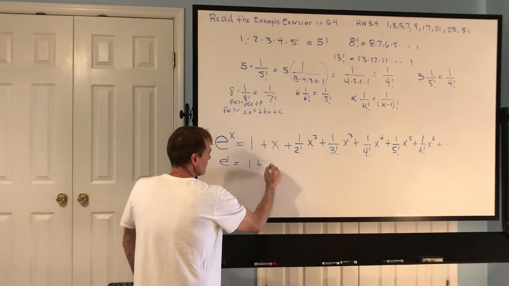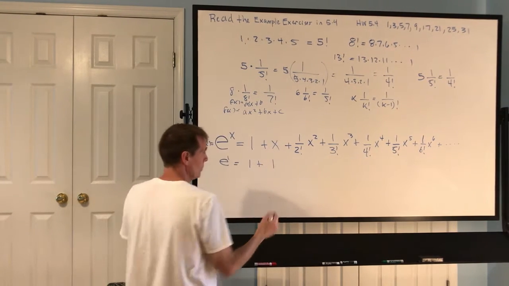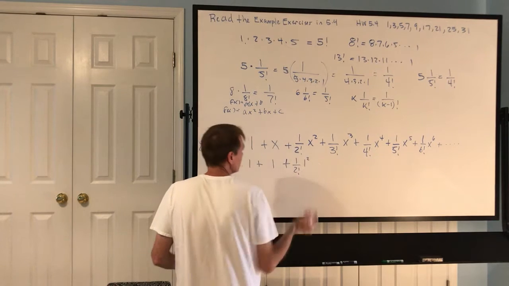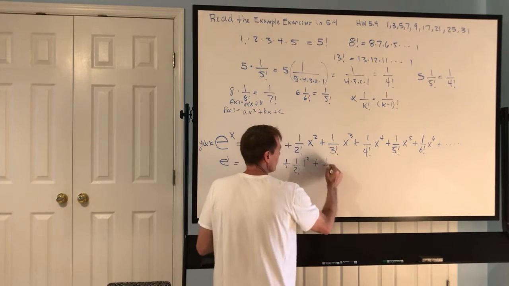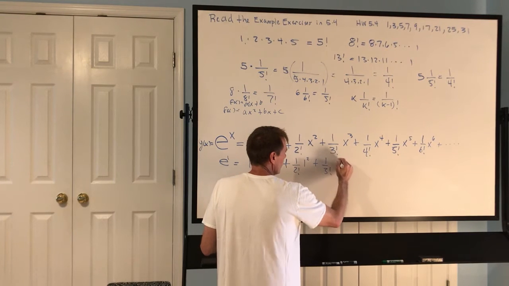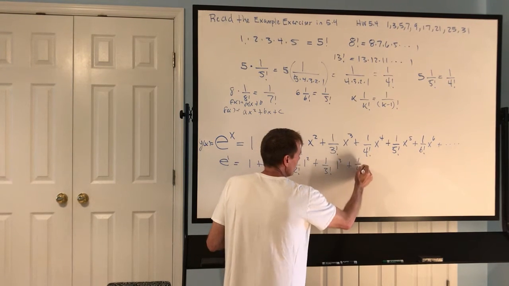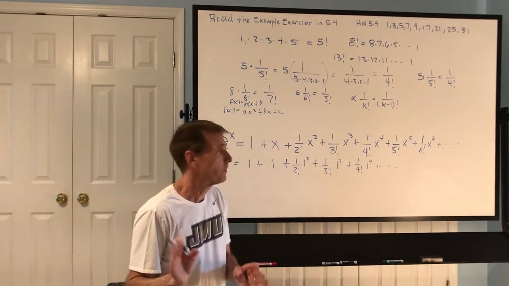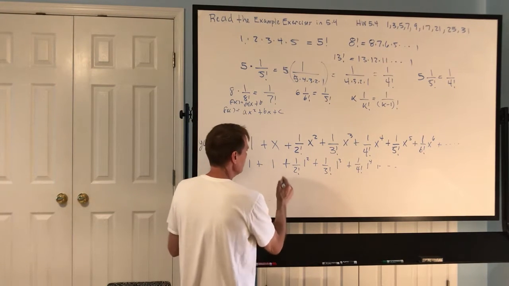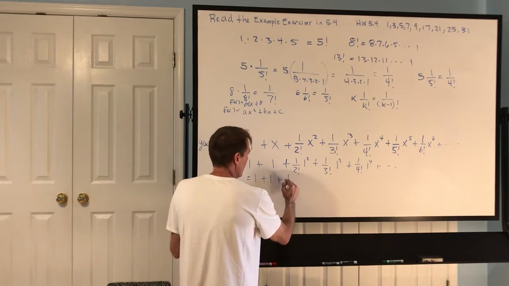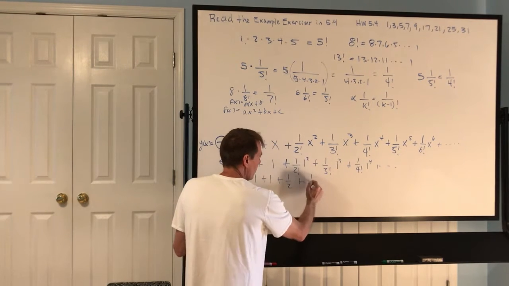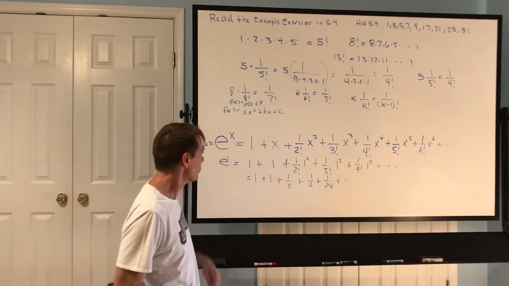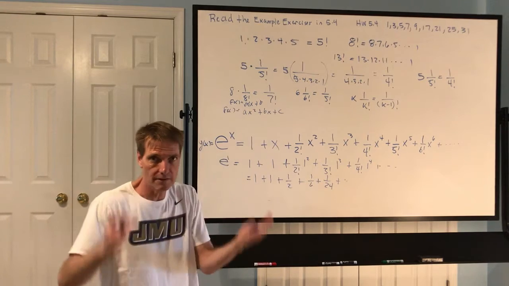So it'd be 1 plus 1, that gives you the 2, then plus 1 over 2 factorial, 1 squared, which is just 1 over 2, plus 1 over 3 factorial, 1 cubed, and then this keeps going on. Now here's the kicker. We can't really add it up infinitely many times. But if you simplify this, this would be 1 plus 1 plus 1/2, plus 1/6, plus 1/24. And even if you just stop there, you're already going to start getting that 2.71.